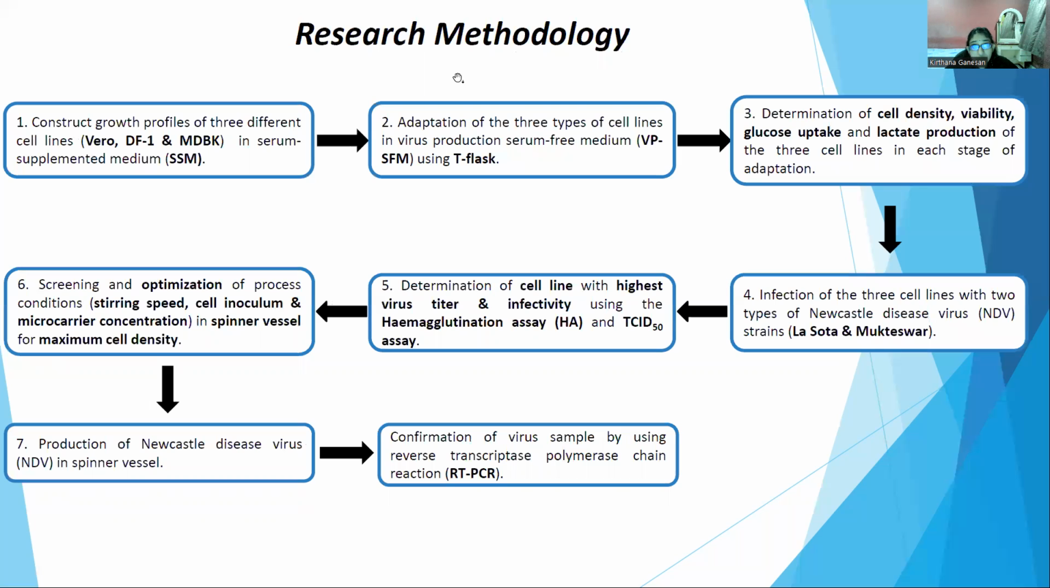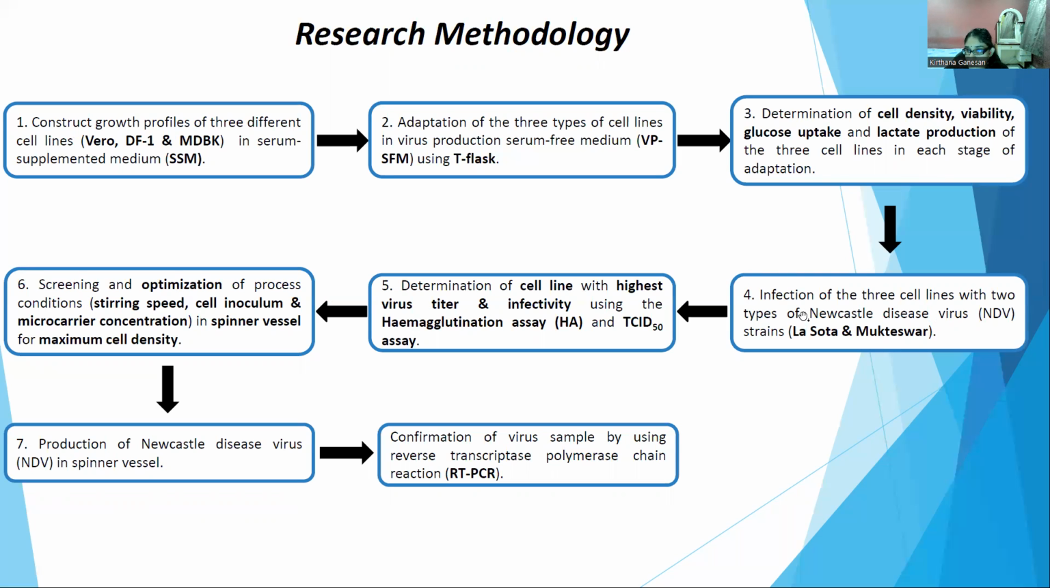Research methodology. The first step is basically to construct growth profiles of 3 different cell lines such as the Vero, DF1 and MBBK cell lines in serum supplemented medium. Secondly is the adaptation of the 3 cell lines in virus production serum-free medium using T-flask. The next step is to determine the cell density, viability, glucose uptake, and lactate production of the 3 cell lines in each stage of adaptation.